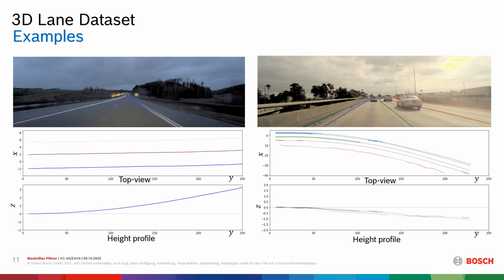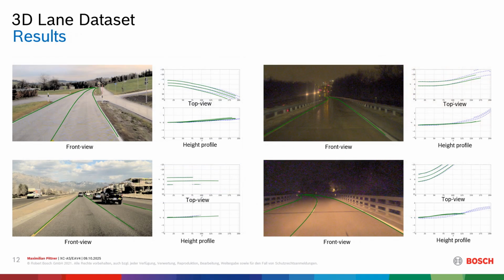Consequently, we end up with noise-free and accurate 3D lane geometry, including visibility information up to a far range of more than 200 meters. We also provide first results of SparseLaneSTP on our novel 3D lane dataset and provide a quantitative comparison to baselines in the paper.